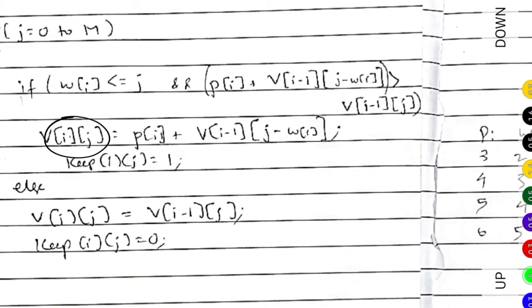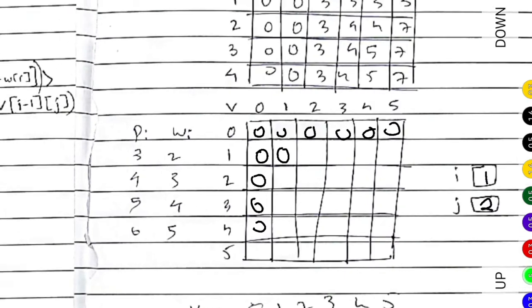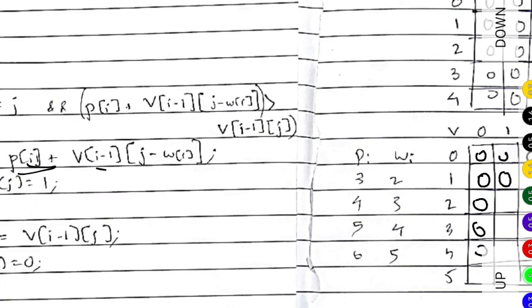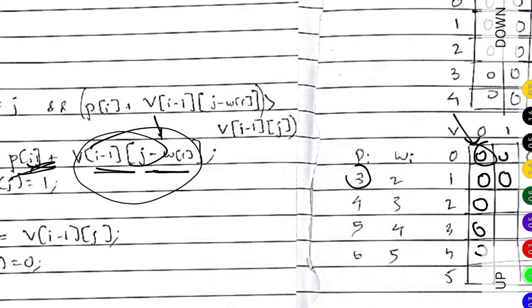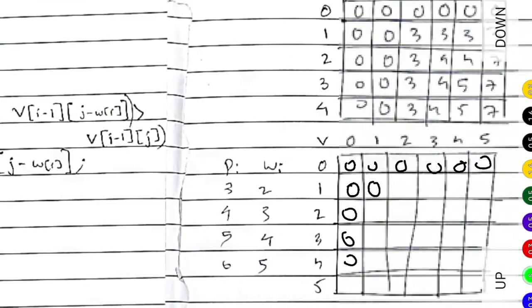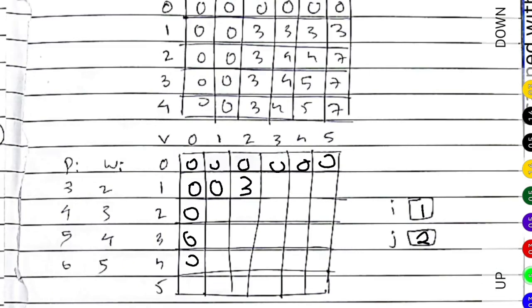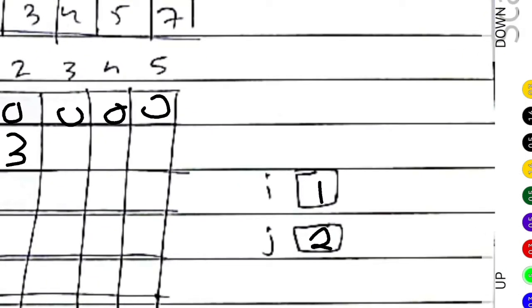In v of ij, the memory location we are concerned about now, this location, what we have to write is p of i plus v of i minus 1 and j minus w of i. That means this is the memory location of this one, plus p of i, the profit, which is 3. We'll have to write that value in v of ij. v of ij is this location. Here we'll be writing 3. Now j will be incremented, j will become 3 now.